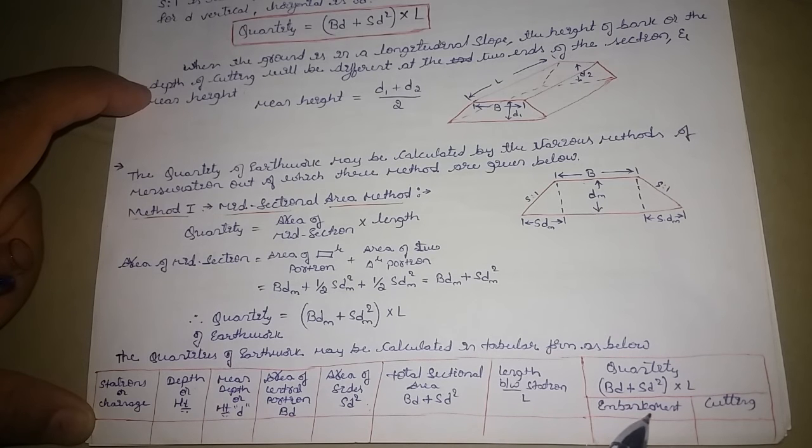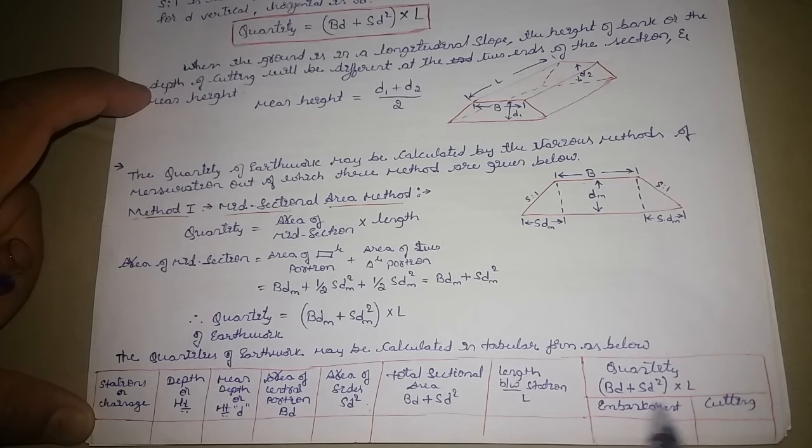If the value is positive, in banking, then you write it in the banking column. If your value is in cutting, then you mention it in the cutting column. After all this, we make a grand total: the total quantity of embankment or banking, and the total quantity of cutting, the amount of earthwork we need to cut and the amount we need to bank in. Those values we get separately. At the final, substituting all the values and following these procedures, you get the total quantity.